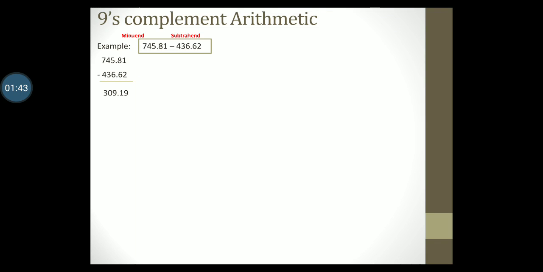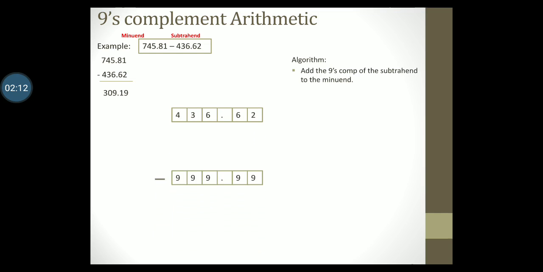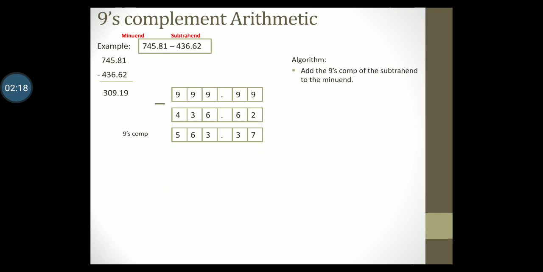Subtract 745.81 minus 436.62. Notice that both these numbers are in decimal. In subtraction, the first number is called the minuend and the second number is the subtrahend. Let us also bring up the algorithm that we saw in the previous slide. The first step tells us to add the 9's complement of the subtrahend to the minuend. The subtrahend is 436.62. Find its 9's complement by subtracting each of these digits from 9. We get the answer as 563.37.